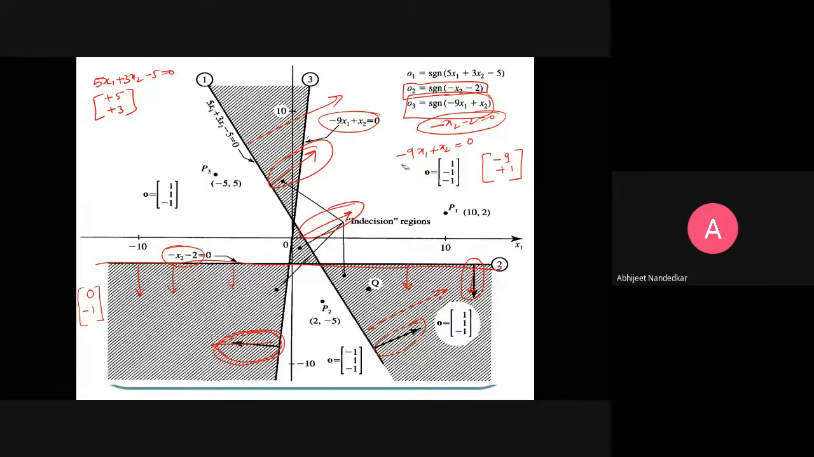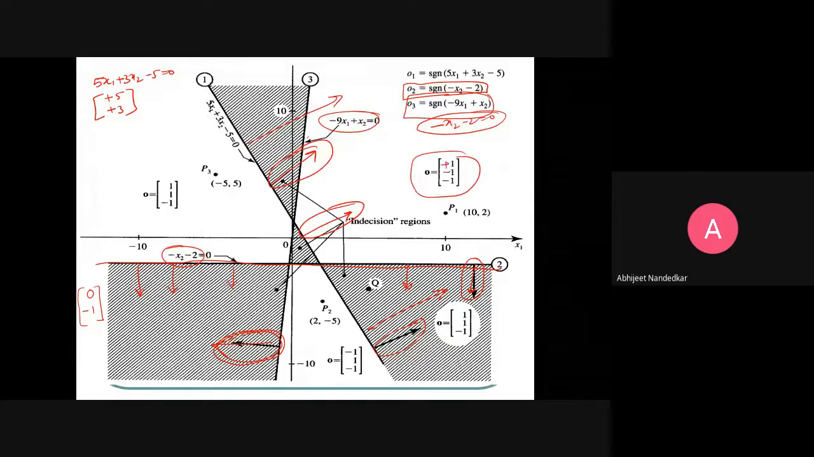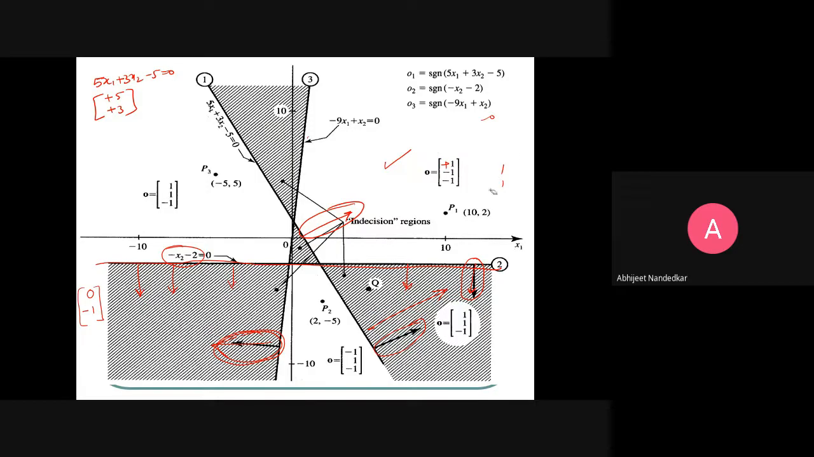Now you will see that for class 1, the desired response is +1, -1, -1. If you choose any point in this area, it will satisfy all three conditions. That is, only neuron number 1 is fired and the other two are not firing. So can you check that? Let us remove this.